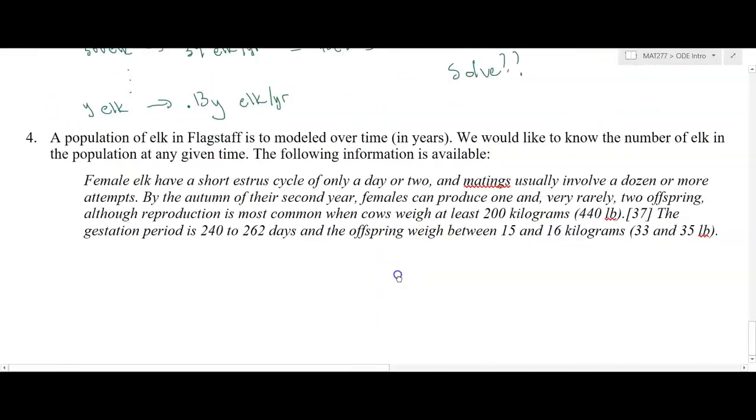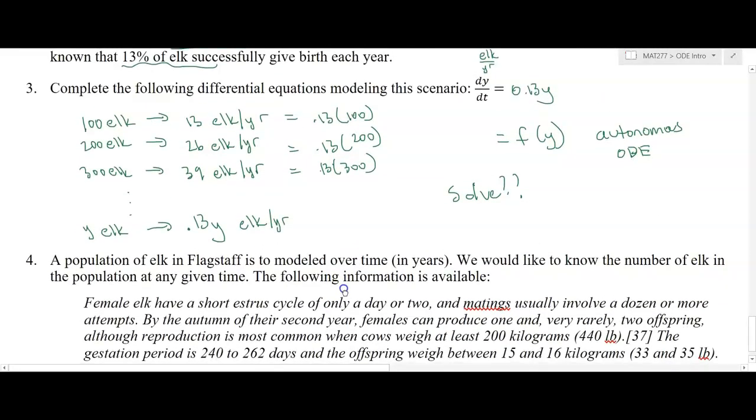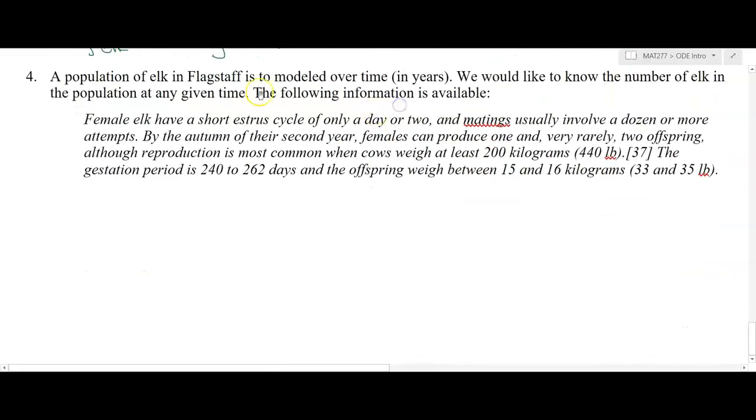Let's look at a more complex modeling situation. How do we realistically model? How do they know that it's 13%? So suppose a population of elk in Flagstaff is to be modeled over time in years. We would like to know the number of elk in the population at any given time. The following information is available. And I think I took this from Wikipedia for the gestation period of a female elk.